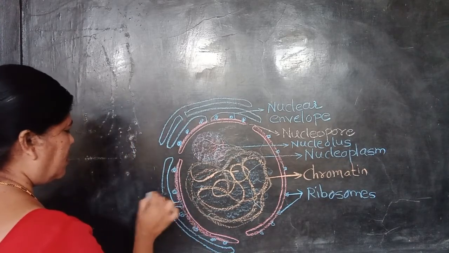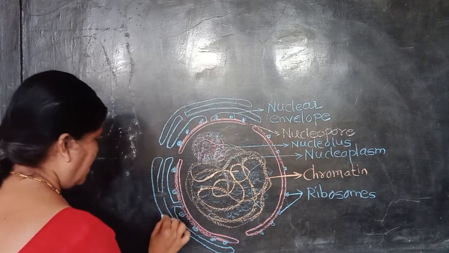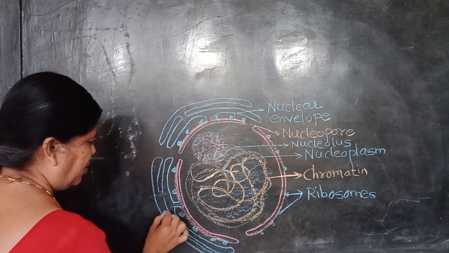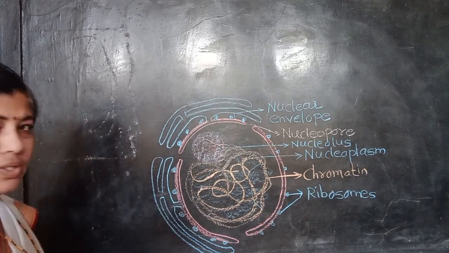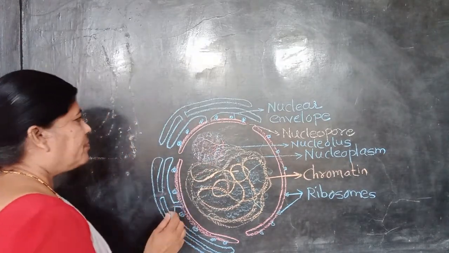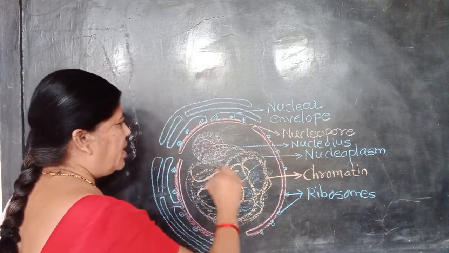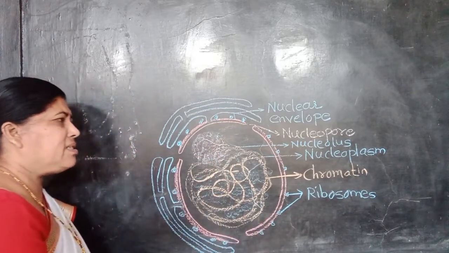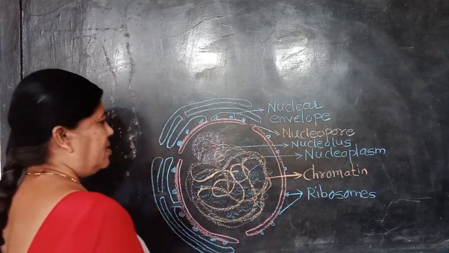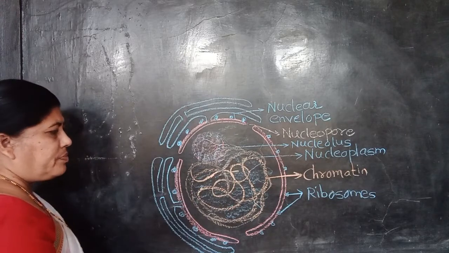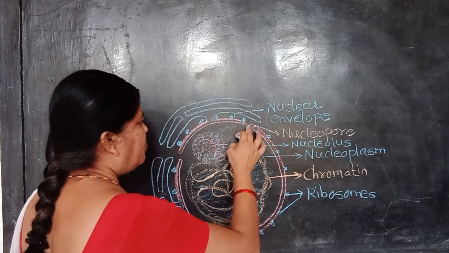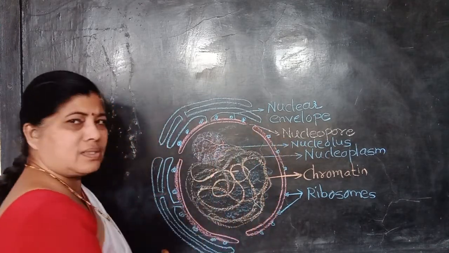Then after completion of the diagram, we will discuss functions of each part of the nucleus. So this is the diagram of the nucleus, very simple. Nucleus is bounded by double membranes, collectively called the nuclear envelope. This nuclear envelope is interrupted at some places to form small pores, and these pores are called nucleopores.